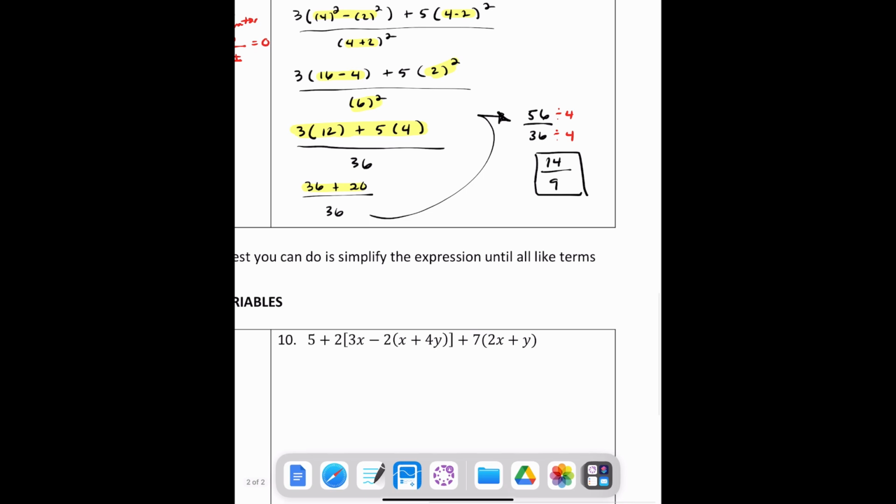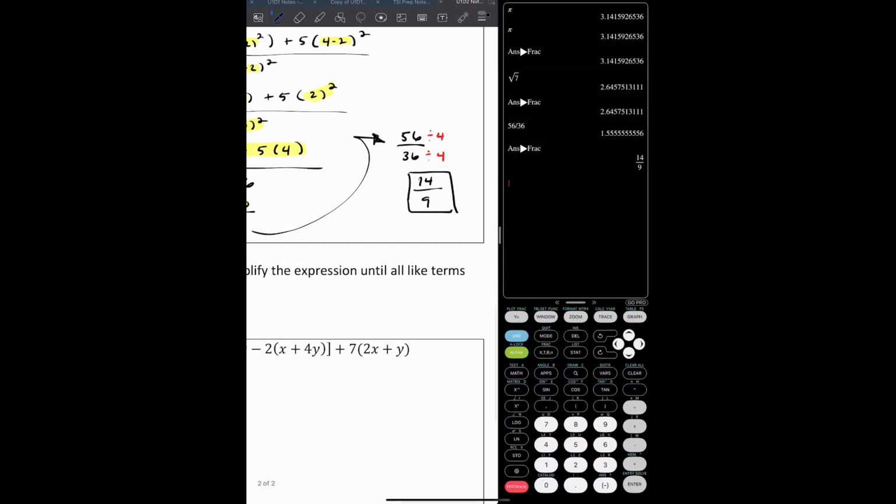But y'all, if you cannot figure out the biggest number that will go into those two numbers, what you can do is this. You input 56 divided by 36 into your calculator, and then you're going to press the math enter button, which will give you a simplified fraction.